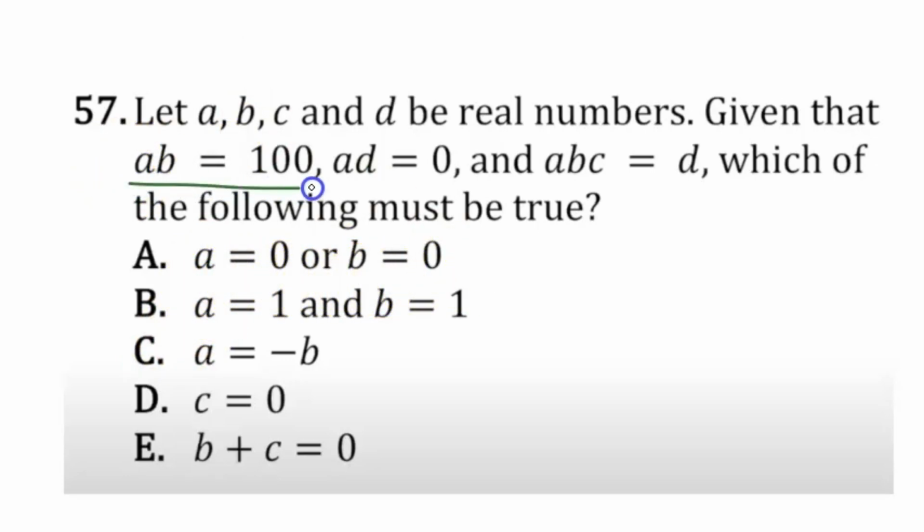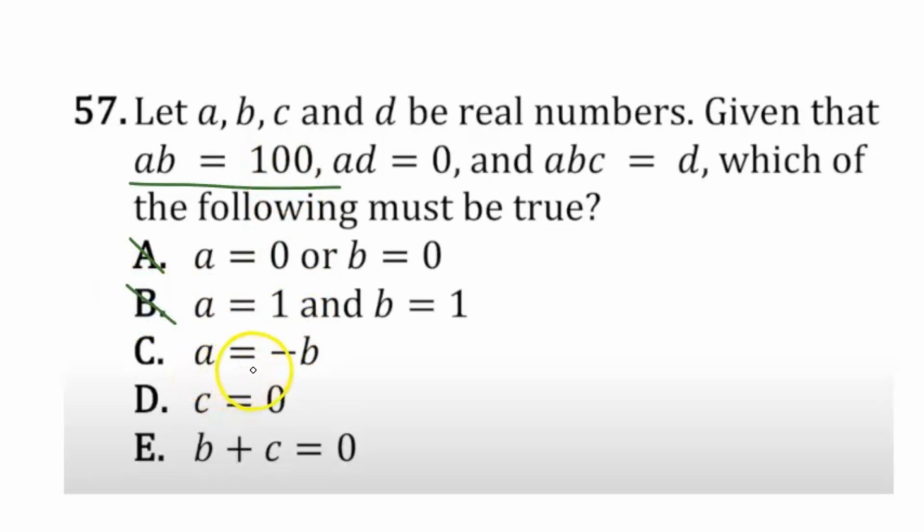Well, we can see here that AB is equivalent to 100, and so if either A or B was 0, you get a final product of 0 instead of 100, so it can't be A. B says both A and B are 1. Well, A times B is given as 100. 1 times 1 is 1. Those two aren't equal, so it can't be B.